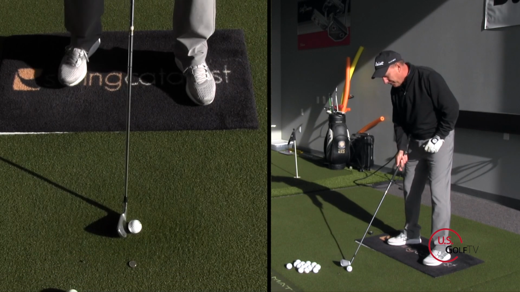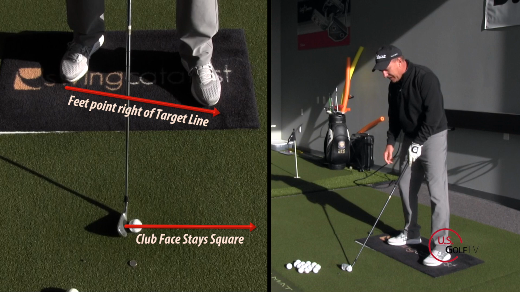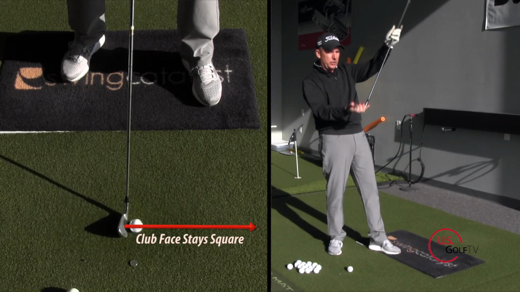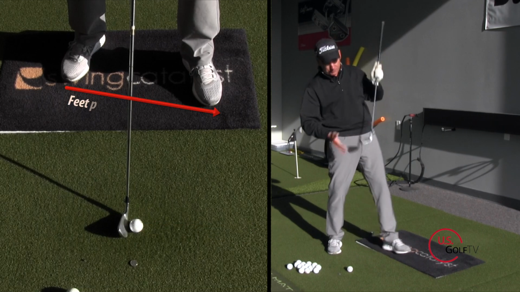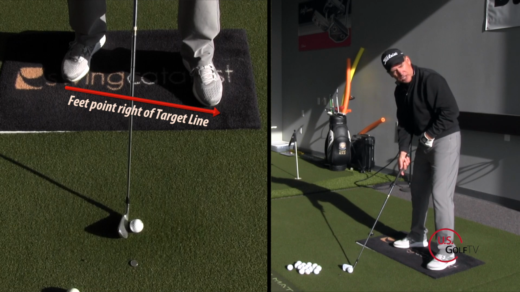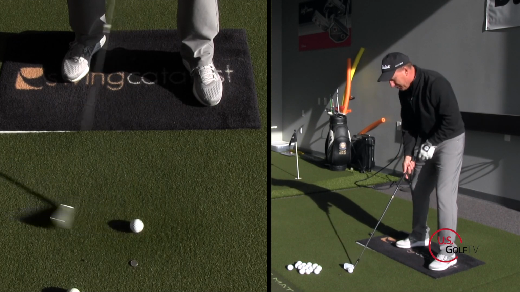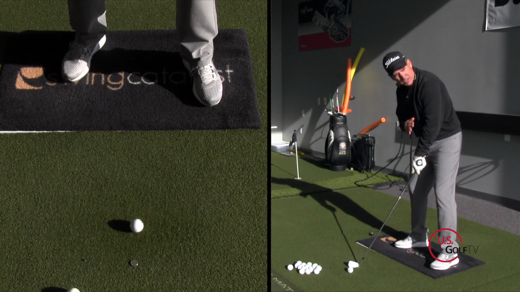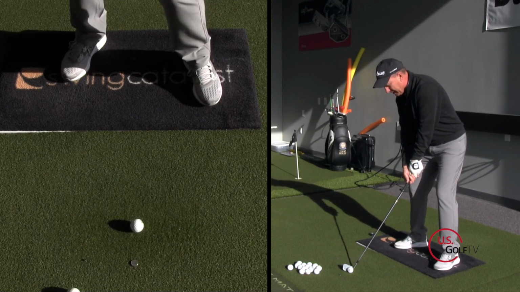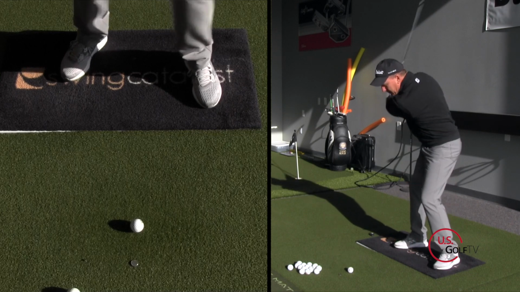I'm going to take my club face and make sure that my club face stays perfectly square to my target line. So my club face is still pointing at my target, but my feet, my hips, and my shoulders are aimed slightly to the right. I'm going to go ahead and demonstrate that, see if I can pull it off. So my feet are about 10 degrees to the right. My club face is still pointed at the target. And I'm going to make my normal swing.